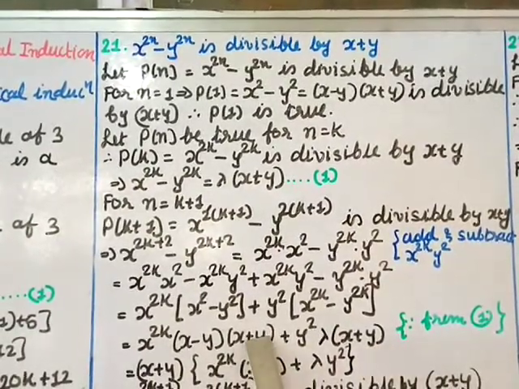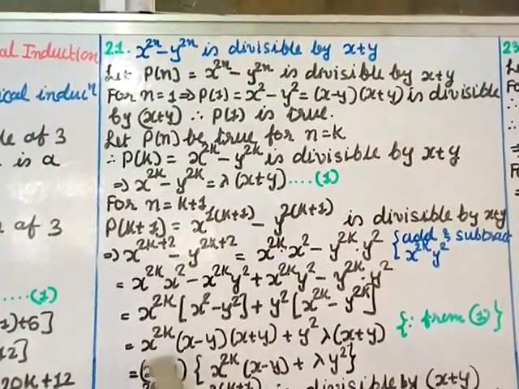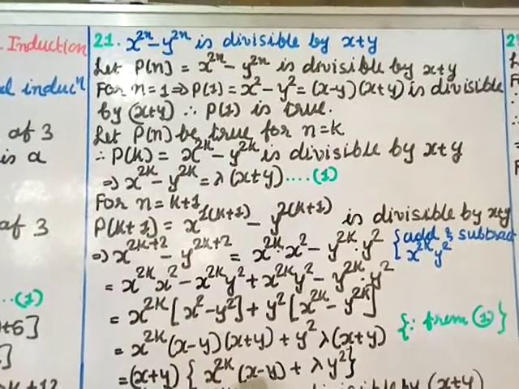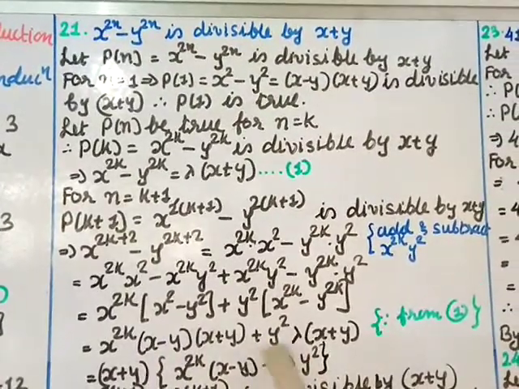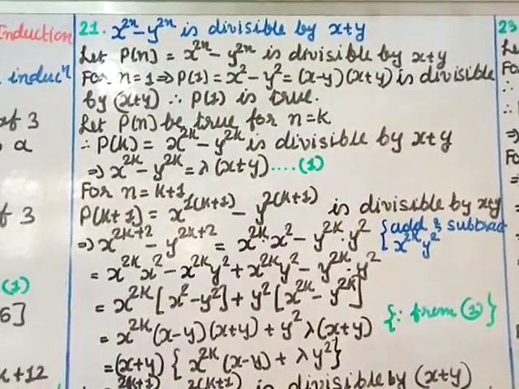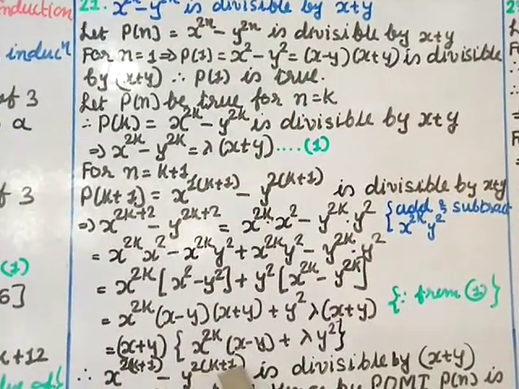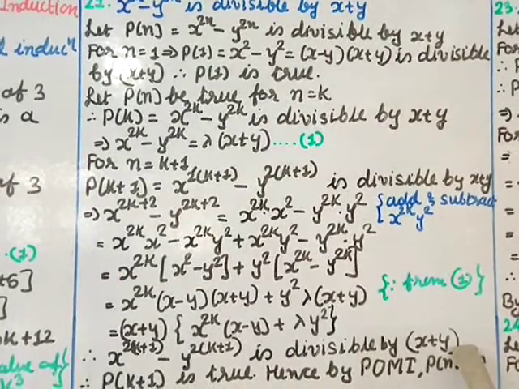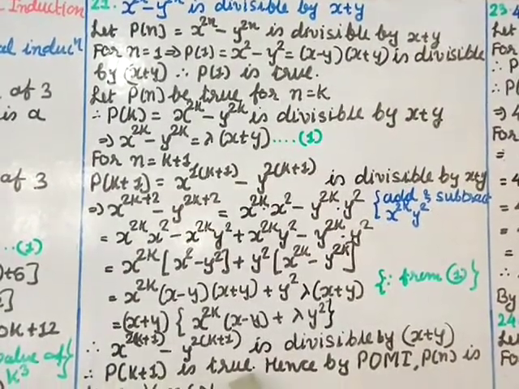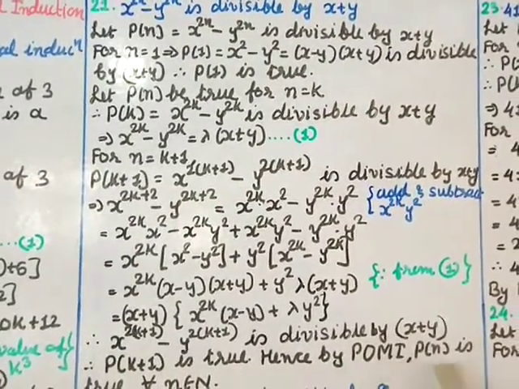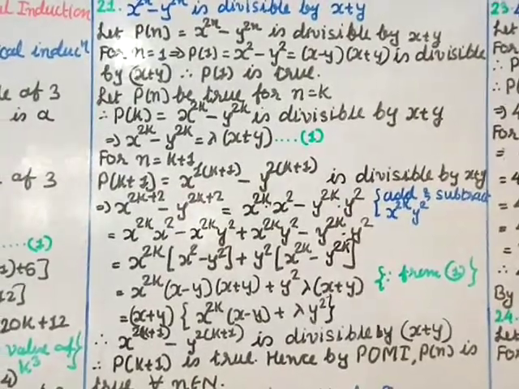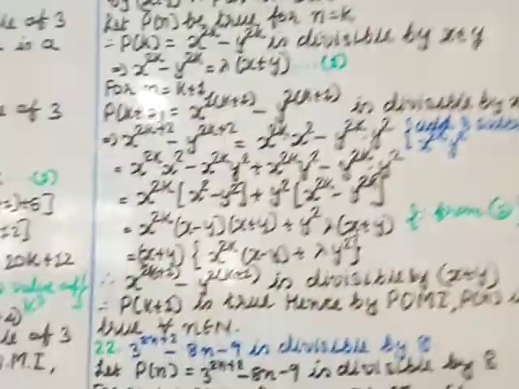So I put here lambda into x plus y from 1. x plus y can be taken common, here remains x power 2k into x minus y, plus lambda y square. So what we have proved is x power 2k+1 minus y power 2k+1 is divisible by x plus y. Therefore Pk+1 is true. Hence by the principle of mathematical induction, Pn is true for all n belongs to capital N.